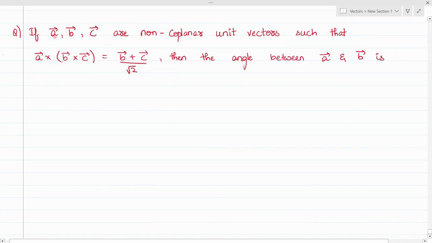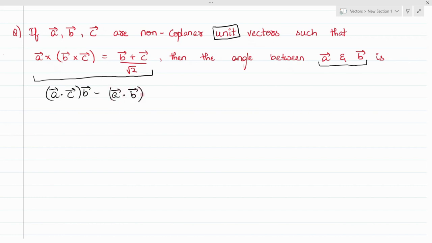In this question, it is given that A, B, C are non-coplanar unit vectors, which means the magnitude of all the three vectors is 1, such that this condition holds true, then the angle between A and B is. So let's use this condition. Use the vector triple product formula, you'll get it as A dot C into B minus A dot B into C, which is nothing but 1 by root 2 B vector plus 1 by root 2 C vector.